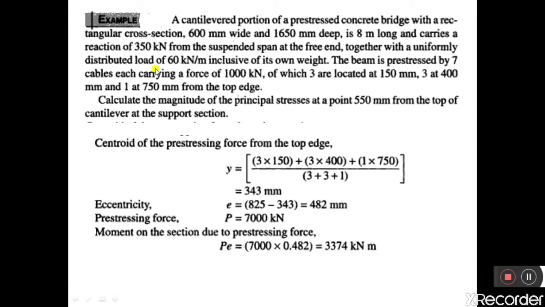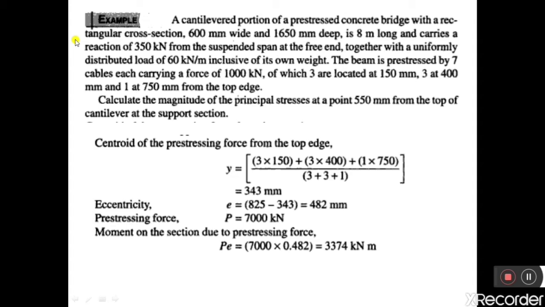Let us consider the next example. A cantilevered portion of a prestressed concrete bridge with a rectangular cross section 600 mm wide and 1650 mm deep is 8 meter long and carries a reaction of 350 kN from the suspended span at the free end, together with a uniformly distributed load of 60 kN per meter, which includes its own weight.